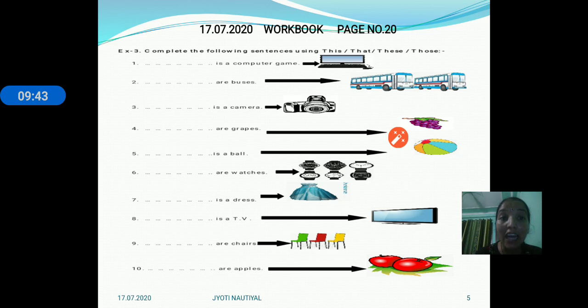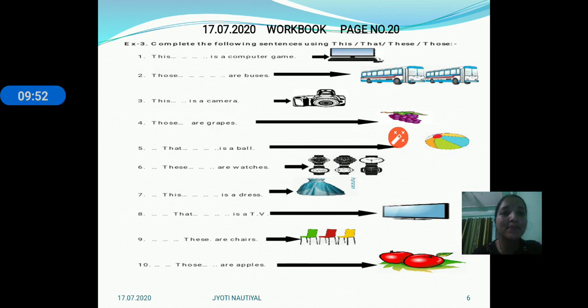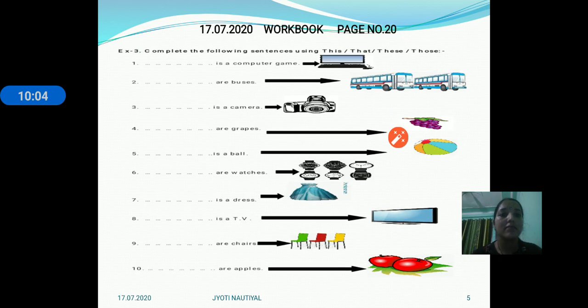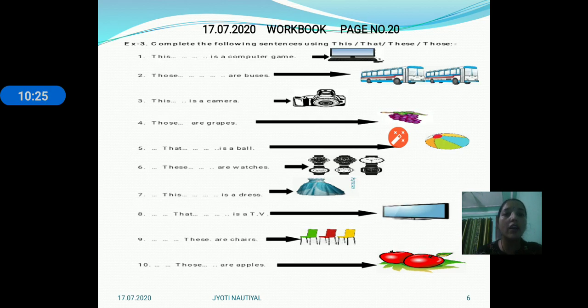Now, the third question. Dash is a camera. Just one camera and the arrow is so small. That means distance is less. So what is going to come here, children? Yes, this is a camera. Okay? Now, in the next sentence, dash are grapes. Okay? More than one, many, the noun is plural, and the length of the arrow is also long. Okay? It's lengthier. So, we will write down, yes, you are right, those are grapes.